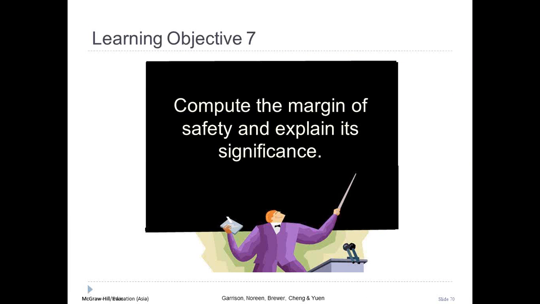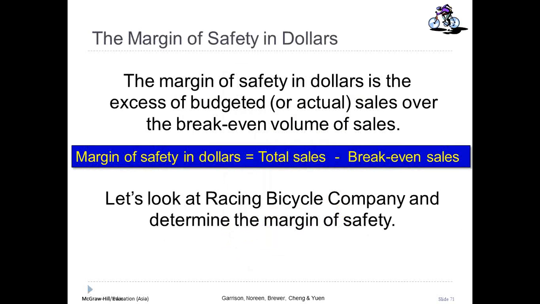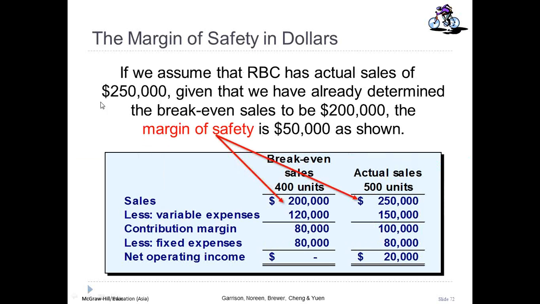Margin of safety and its significance. Now, the margin of safety in dollars is the excess of budgeted or actual sales over the break-even volume of sales. So here's the margin of safety: total sales minus break-even sales. So if our actual sales are $250,000 and our break-even is $200,000, the margin of safety is the difference between actual sales and break-even sales. In this case, very simple math, $50,000.